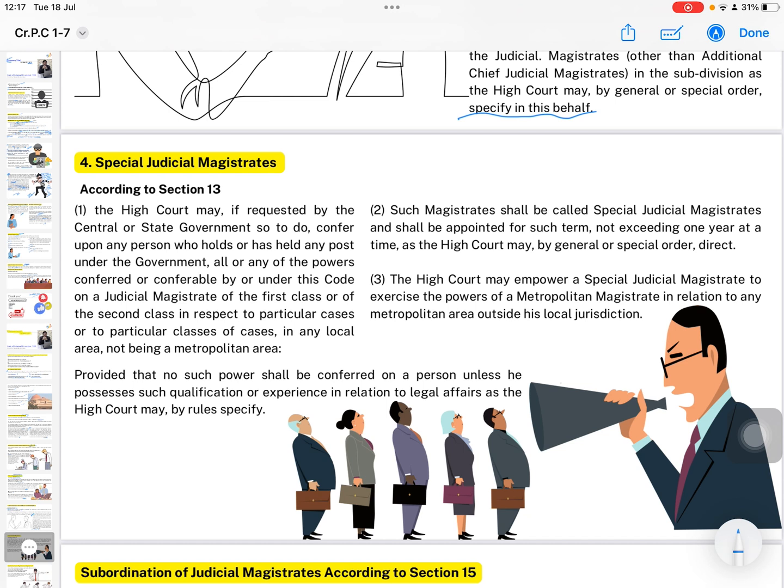The High Court may empower a special judicial magistrate to exercise the powers of a metropolitan magistrate in relation to any metropolitan area outside his local jurisdiction. ये तीनों पॉइंट थे. Now, provided that no such power shall be conferred onto a person unless he possesses such qualification or experience in relation to legal affairs as the High Court may by rules specify.